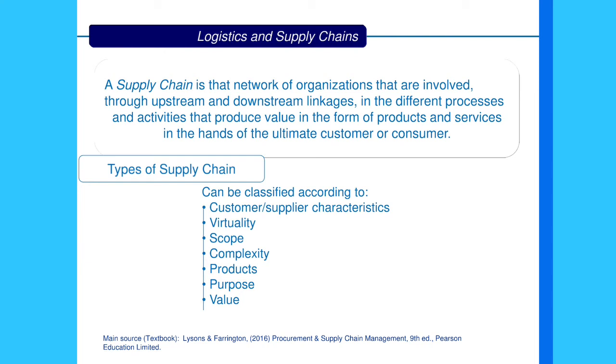So there are different types of supply chains. They can be classified according to these characteristics. One is customer or supplier characteristics. They can be classified on the basis of virtuality, scope, complexity, products, purposes, and value. So let us see them one by one.